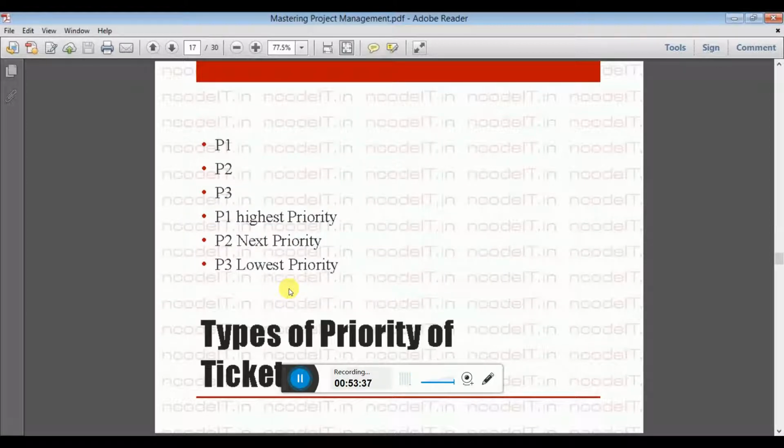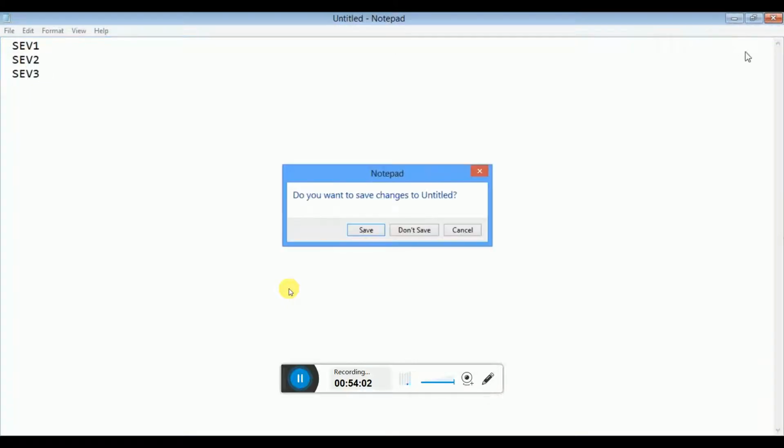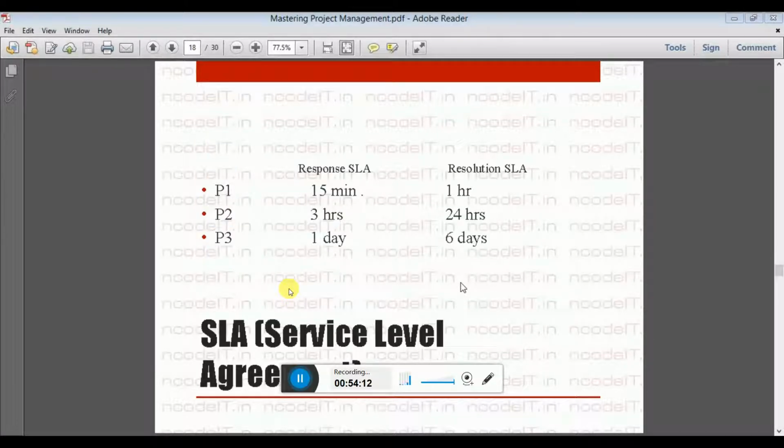Apart from that, you have the types of priority of the ticket: P1, P2, P3. P1 is the highest priority, P2 is second highest. The same P1, P2, P3 tickets are also called severities: severity 1, Sev 1, Sev 2, Sev 3. Severity and priority are the same. Some projects call it priority, other projects call it severity. For the sake of our discussion, let's always call them priority. So we have three priorities of ticket: P1 is highest, P2 is next, P3 is lowest.